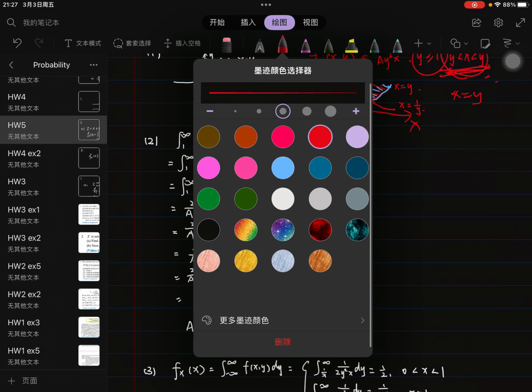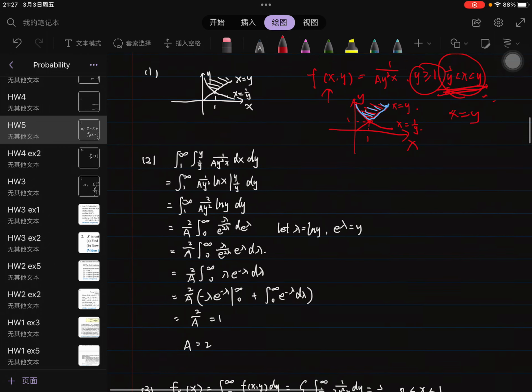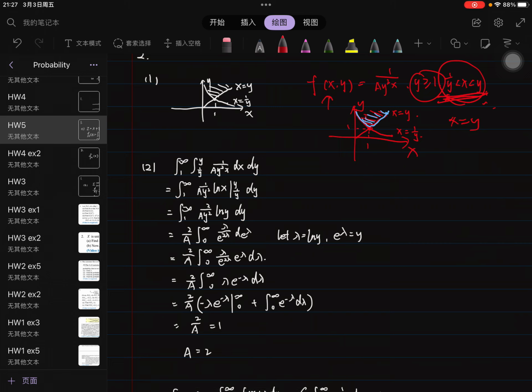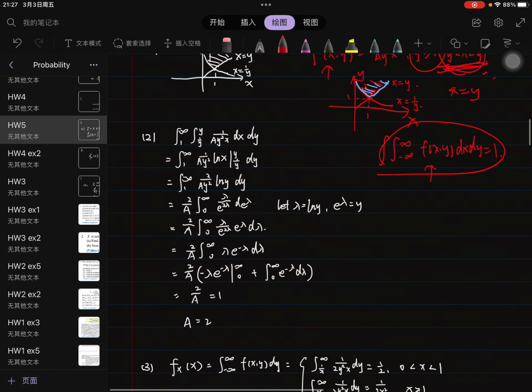For the second question, we are going to find a, so that the joint density function is a valid function here. So we could use the definition that the double integral of f(x,y) dx dy should equal 1.